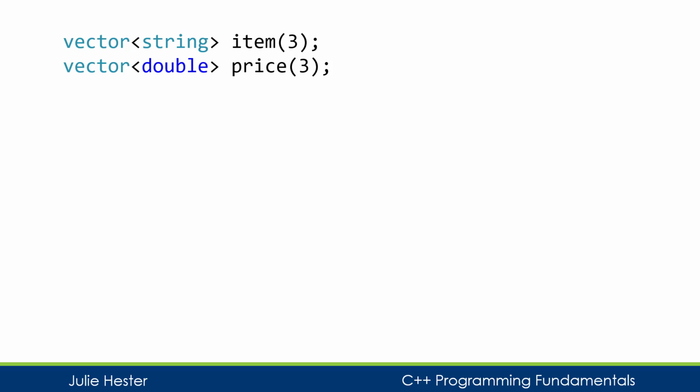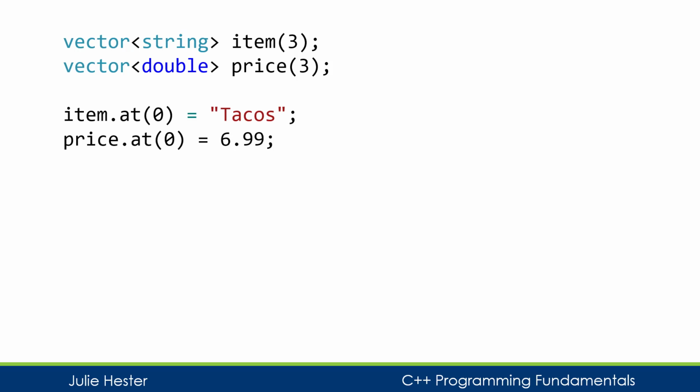Here's an example of how we can use this. I have one vector named item that stores 3 strings and a second vector named price that stores 3 doubles. The data in each of these vectors is related to the data in the other vector.